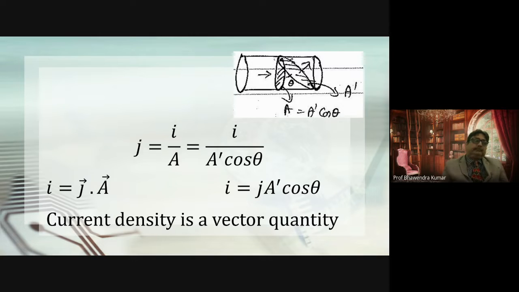How is it A dash? If the area to be considered is A dash, if the question is what is the current density associated with this area A dash, then we consider the component of area which is along the direction of flow of current, that is, we consider the component of A.